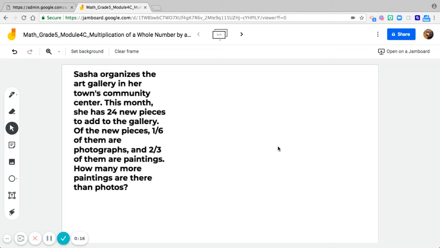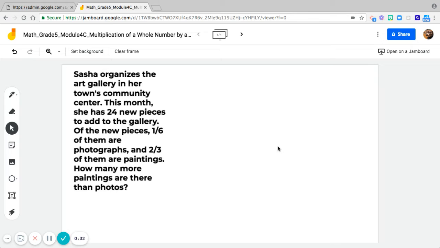And remember, we will use the 3-read protocol, which we have used in the past. The purpose of using this protocol is to help us get a better understanding of the problem, and it will also help us to be more successful when solving the problem.